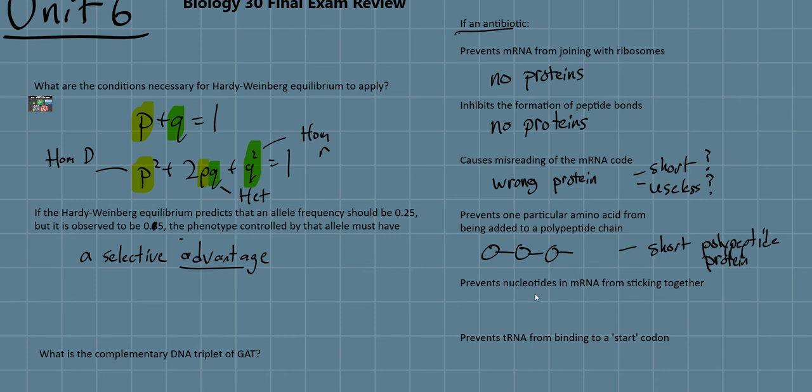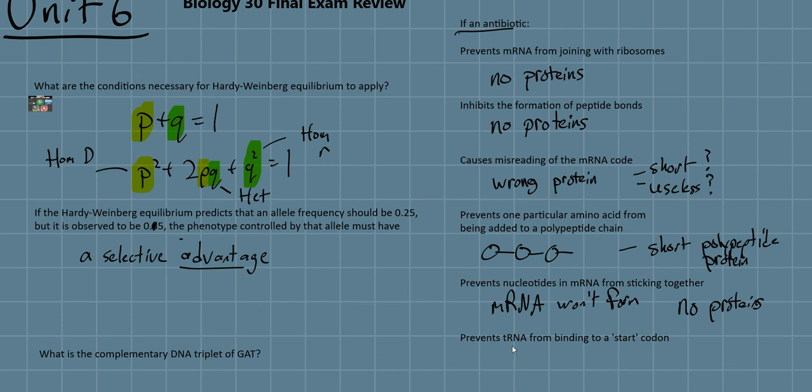If an antibiotic prevents nucleotides in mRNA from sticking together, well, you don't get mRNA then, right? If you don't have the nucleotides, so the guanine, cytosine, adenine, and uracil, because it's RNA, not thymine, then we can't make that mRNA, which means we can't have the mRNA leave the nucleus and go find the ribosome and go start this protein building process. So we end up with, again, no proteins.